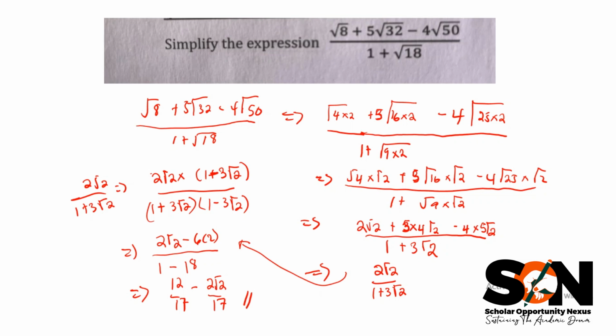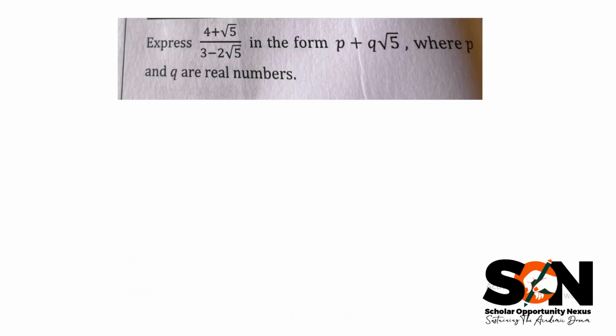That's the simplified expression. But then since they said simplified form, I think the answer should be like a single fraction, which is 12 minus 2 square root of 2 all over 17. This is more simplified compared to this part. So you should leave your answer, if possible, in terms of only one fraction. Yeah. So this is our next question.